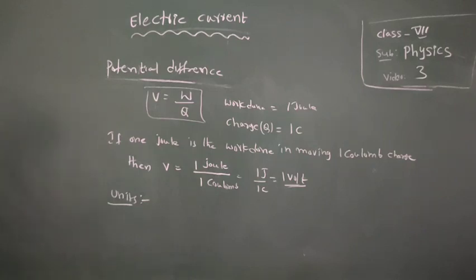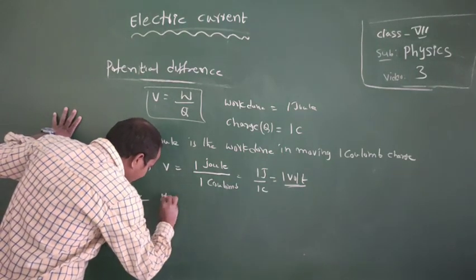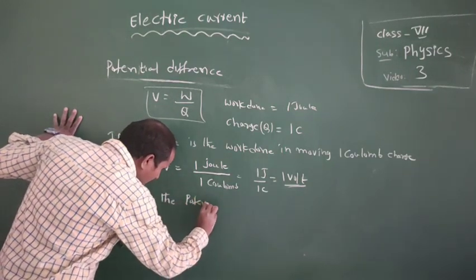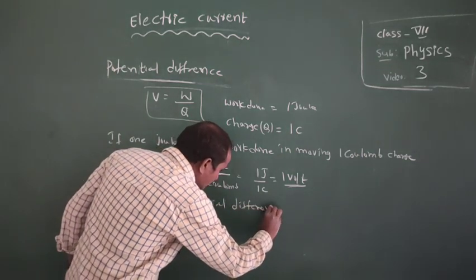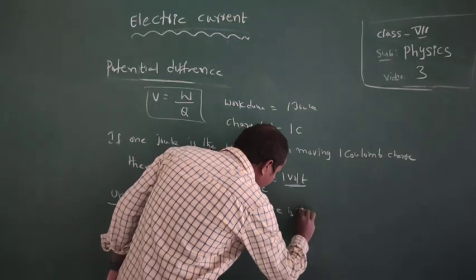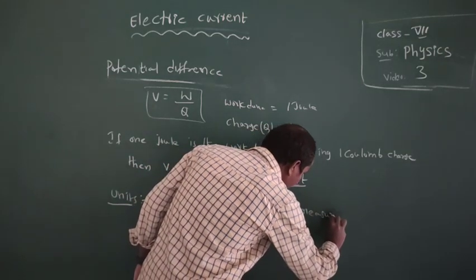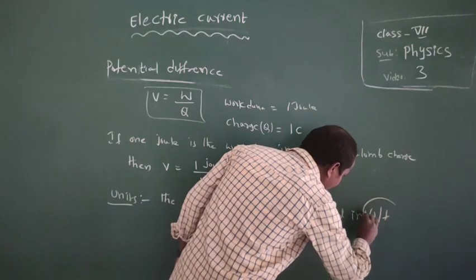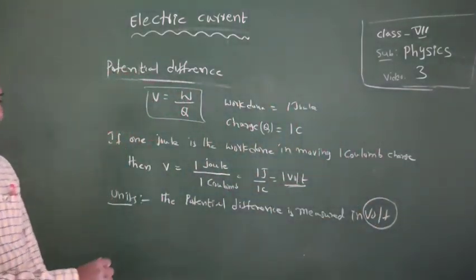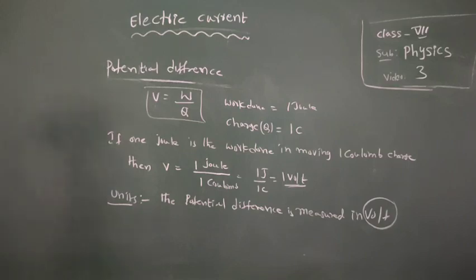1 volt is the potential difference. Potential difference is measured in volt. It is the unit of potential difference. Listen once again.